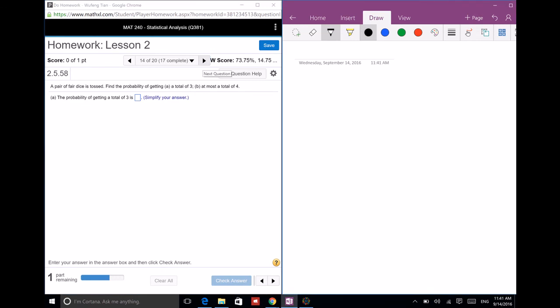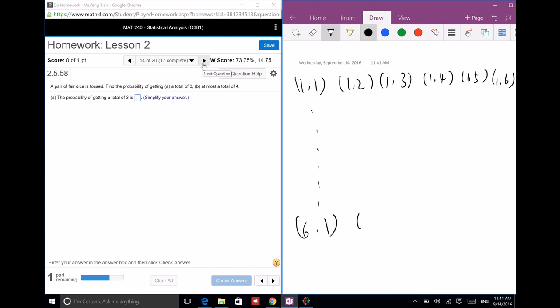A pair of dice is tossed. Find the probability of getting a total of 3 and a total of 4. You just do that by yourself. I think you can do it. You do 1, 1, 1, 2, 1, 3, 1, 4, 1, 5. Use that chart, 1, 6. You have 6, 1, then 6, 2, like that, and the last one is 6, 6. You have 36 in total.